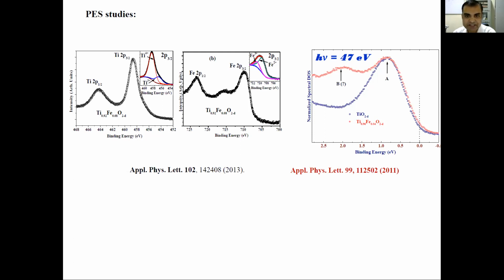So if you look at this binding energy spectra of this iron X-ray photoelectron or core level spectra of Fe 2p, what it shows is that we do not see any signature close to 706 electron volt, which suggests that iron is not present in a metallic cluster. Iron has some ionic state, number one.